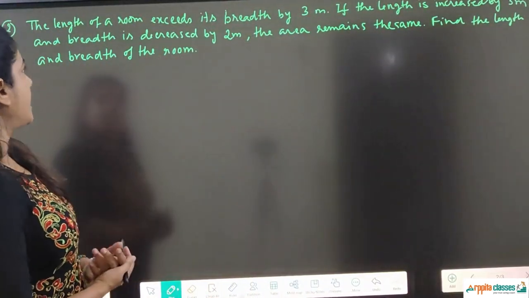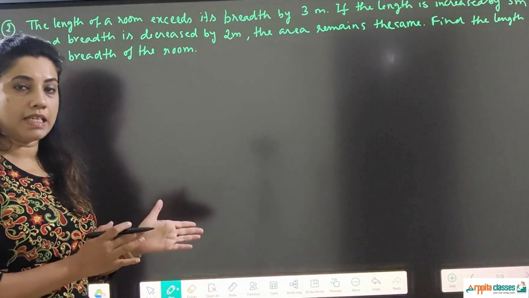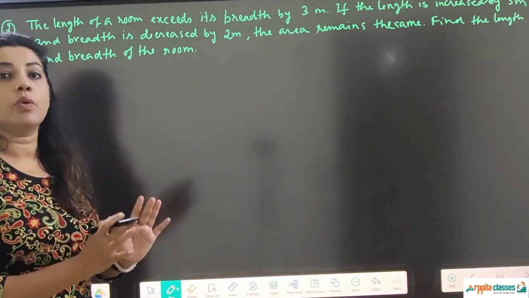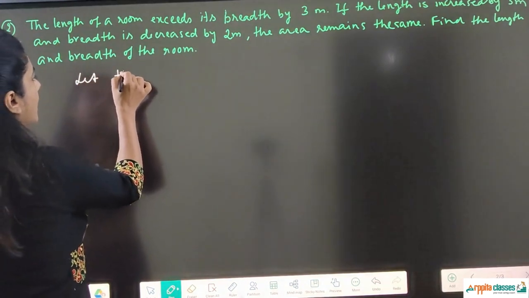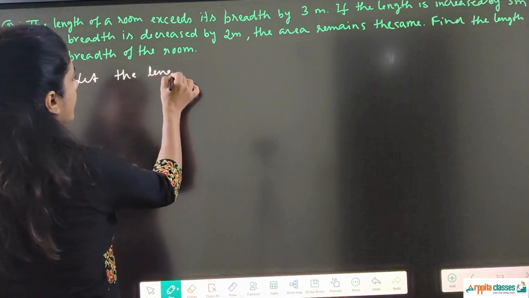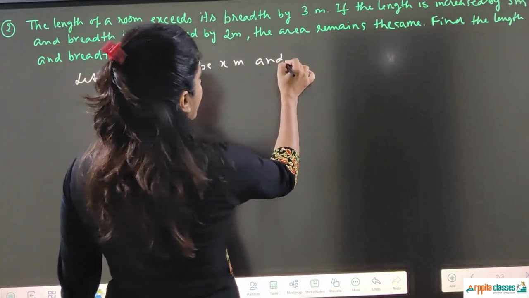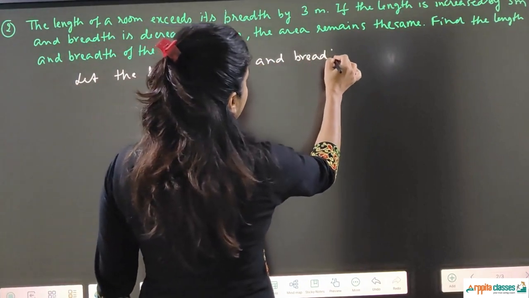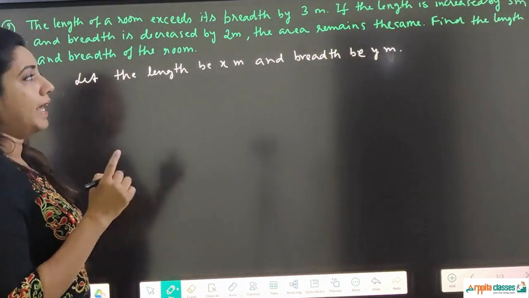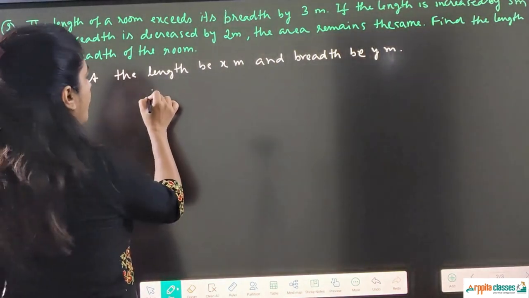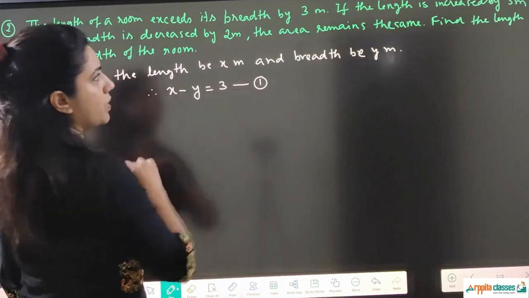So the next question says the length of a room exceeds its breadth by 3 meter. The meaning of exceed is length is more. Length is more than the breadth by 3 meter. So again, let us consider let the length be x meter and breadth be y meter. Now the length exceeds the breadth by 3 meter. Therefore, x minus y is equal to 3. This is my first equation.